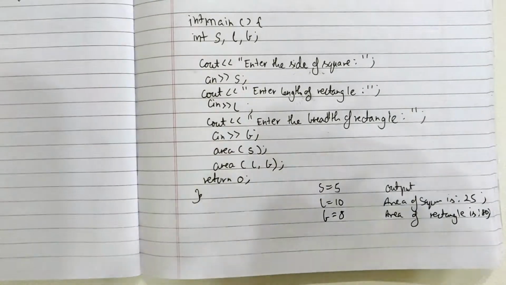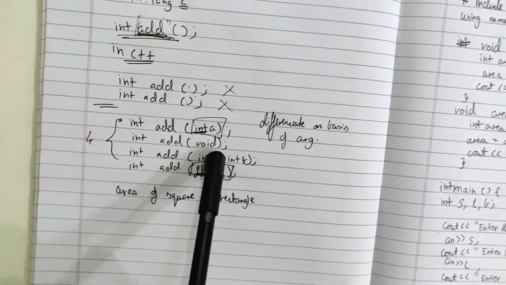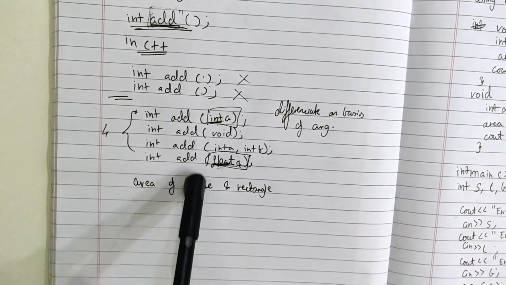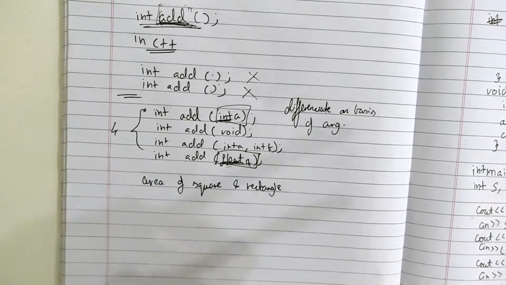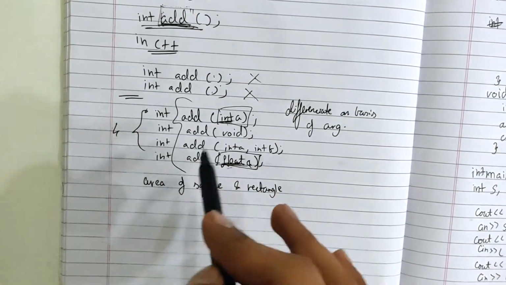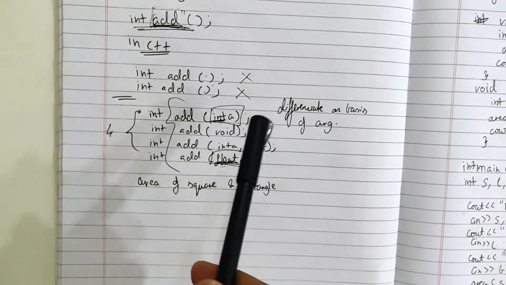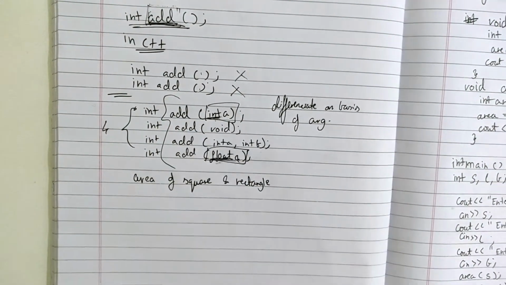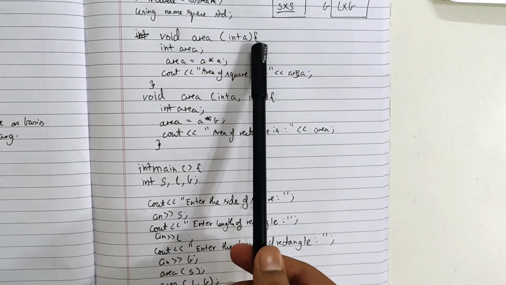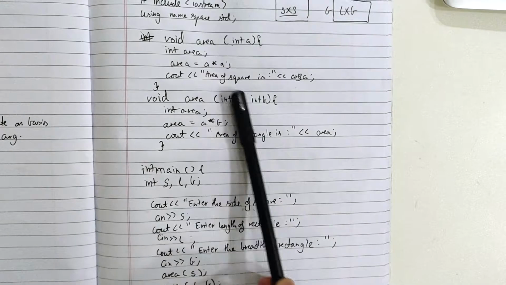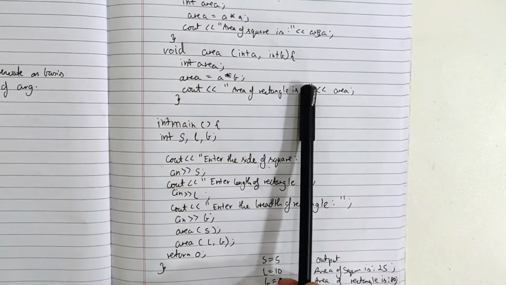So that is it. I hope you understood function overloading. It is very simple. The compiler differentiates the functions on the basis of the arguments passed. You can have multiple functions with the same name, add or anything, but the differentiation will be done on the basis of the arguments, and this is how you use it. Void area for square has only one argument, that is int a, but void area for rectangle has two arguments, int a and int b.